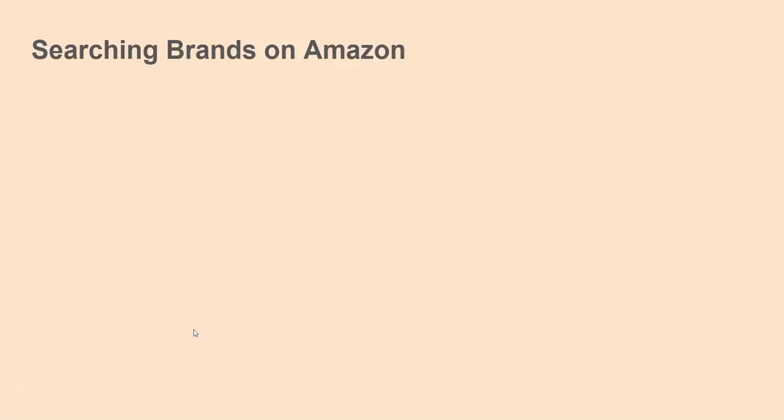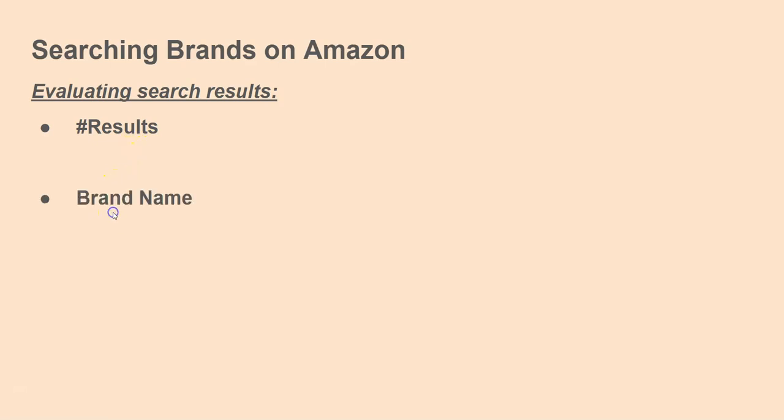Now, searching brands on Amazon. I am going to demonstrate how to physically go through this process, but there's certain things we want to do when we evaluate search results. When you search for a brand and you get those product results, there's certain things you want to keep in mind. For instance, the number of results, okay? The quantity, the amount of different product results you get that are under that brand, that matters, and you basically want to get a large number of product results.